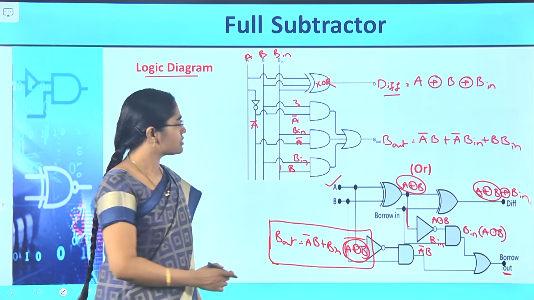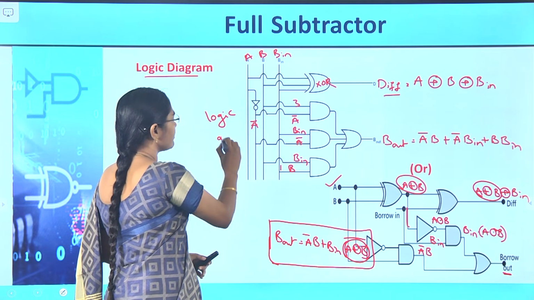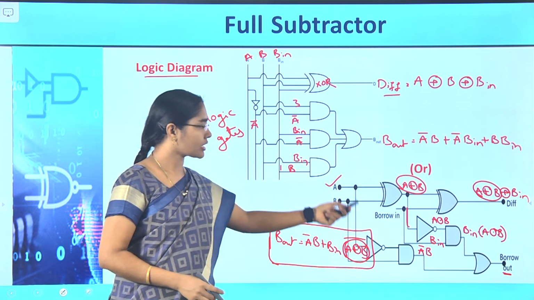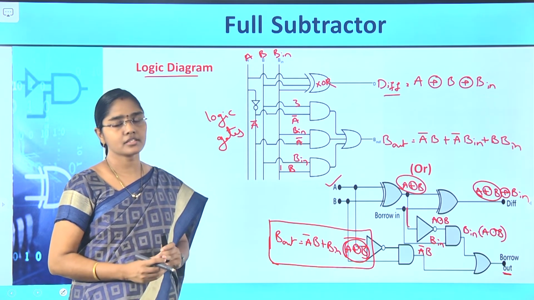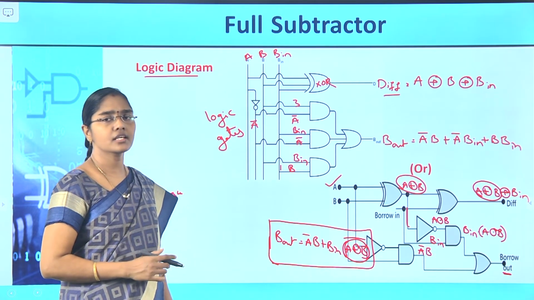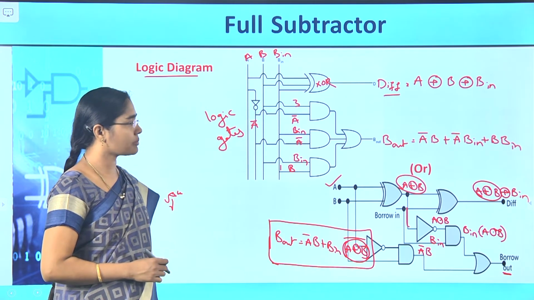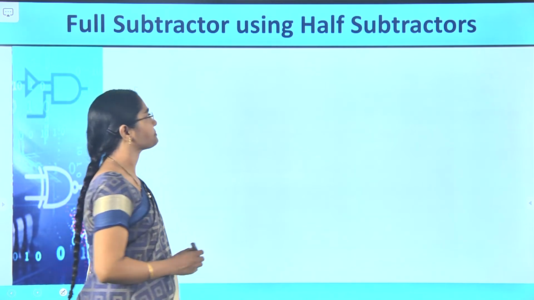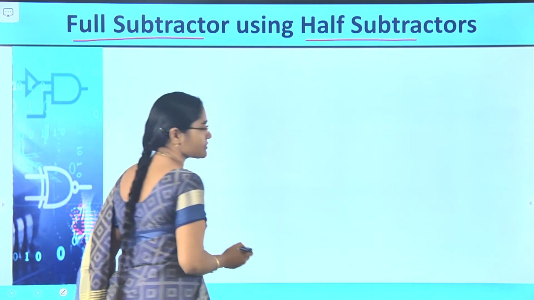Okay. Now, what is this? This is a logic diagram with all logic gates. We have used conventional logic gates, that is XOR gate, AND gate, OR gate and NOT gate. And we can implement this full subtractor using half subtractors also. Okay. Now, let us see full subtractor implementation using half subtractors. So, the next topic is full subtractor implementation using half subtractors.